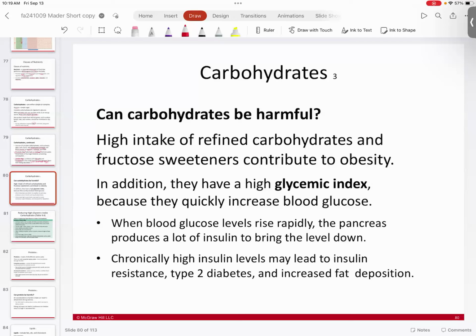So can they be bad? Of course. Typically, if we refine our carbohydrates, like fructose sweeteners, things like that, they can basically add to our obesity. And so they have what's called a high glycemic index. And what a glycemic index is basically a measure of molecules that have the ability to quickly impact your blood glucose levels. Right. The reason why we like complex carbohydrates is because complex carbohydrates take time to break down.